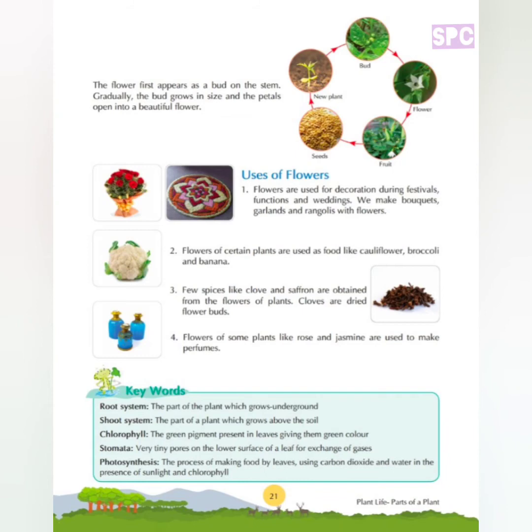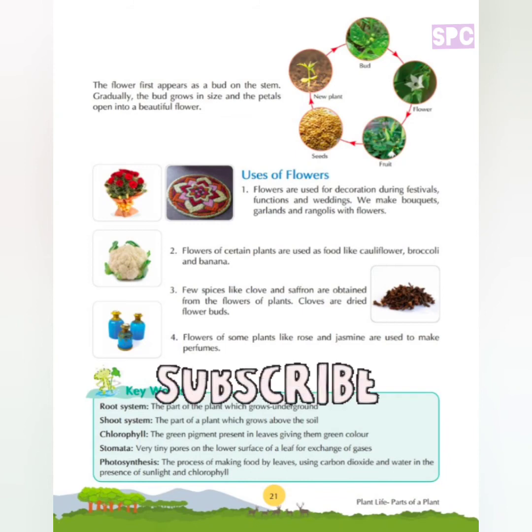Cloves are dried flower buds. Fourth function, flowers of some plants like rose and jasmine are used to make perfumes. So, children, these are some of the functions of flowers. They are used for decoration, as food, as spices, and also to make perfumes. So, children, in this way, the reading and explanation of this chapter is done.